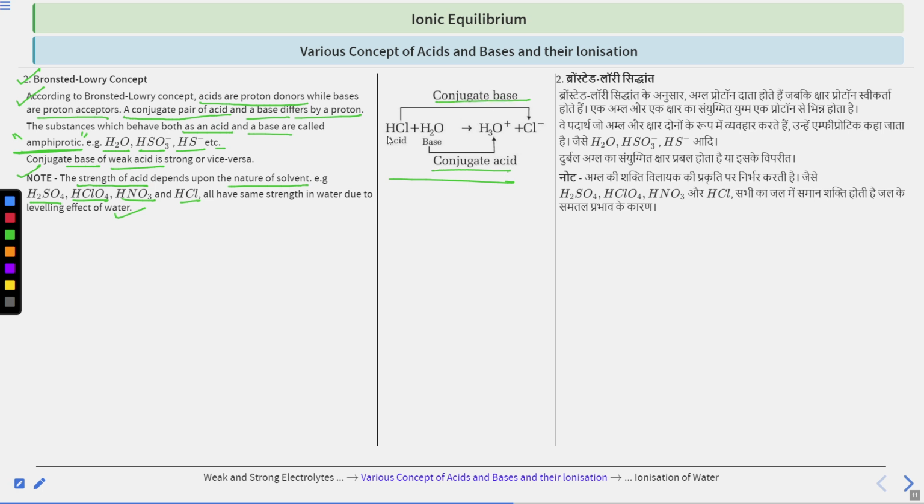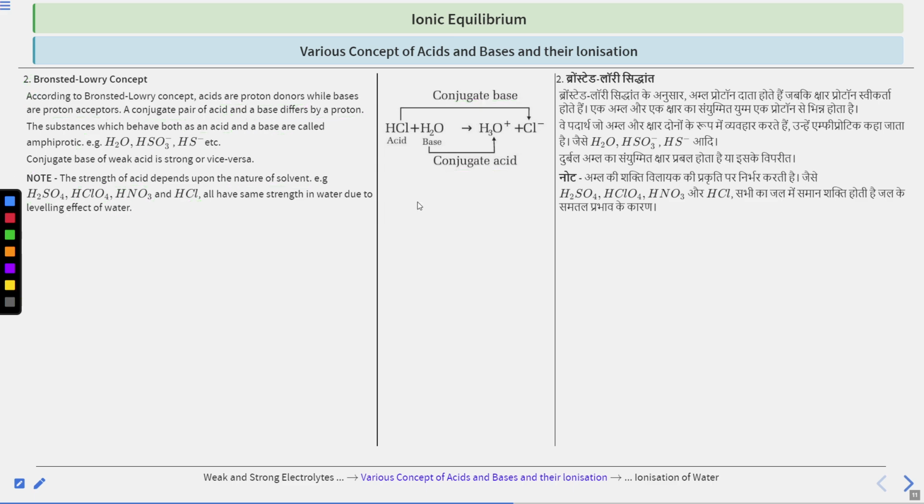So for HCl, Cl minus, combining with some other cation, is a conjugate base of an acid, and for this base H2O, H3O positive is acting as a conjugate acid. Okay, so these are the corresponding conjugate acid and conjugate base for the acid and base.